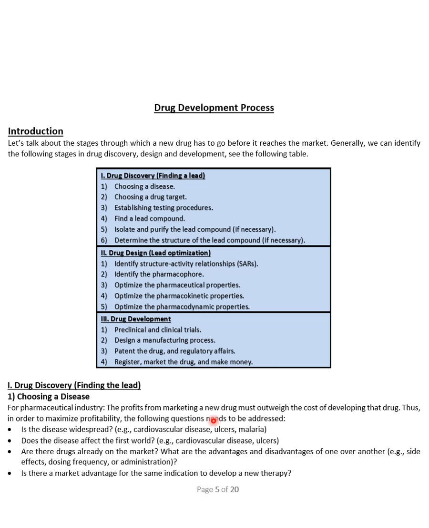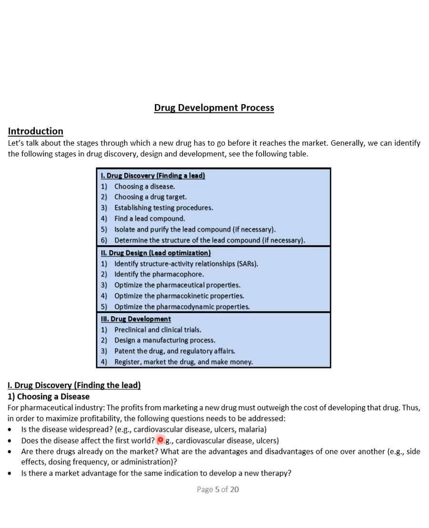The drug development process is very expensive, and a pharmaceutical company wants to make sure that they are able to make profits out of this new drug. And to do that, there are some questions that they look at before they choose which disease they want to work on. The first question is whether the disease is widespread or not.